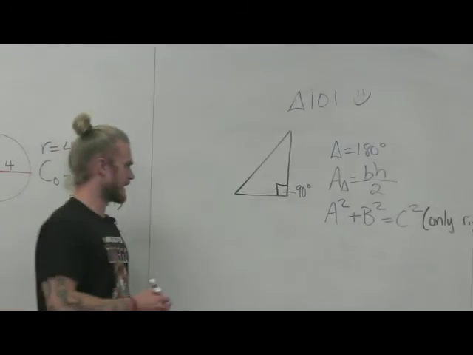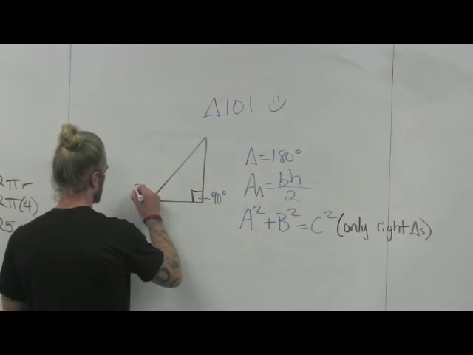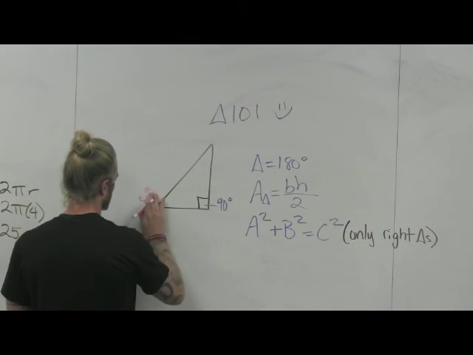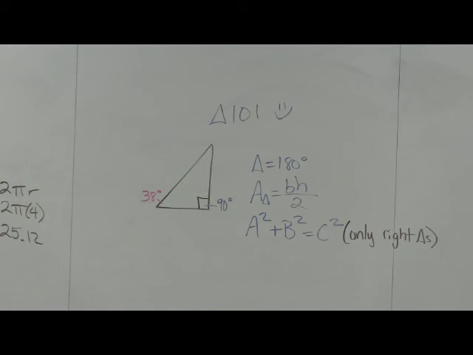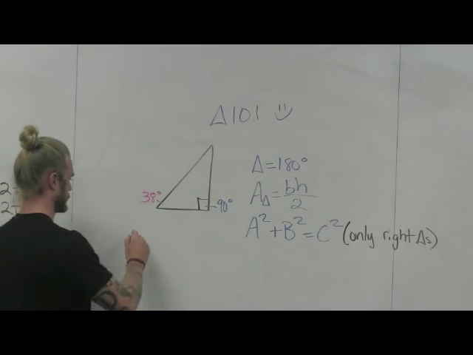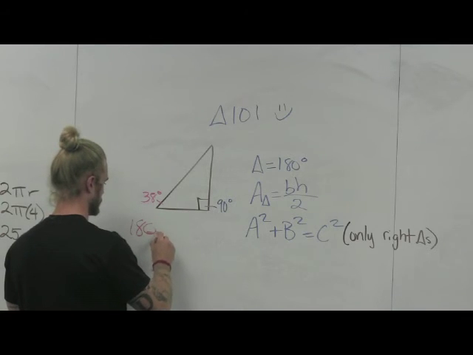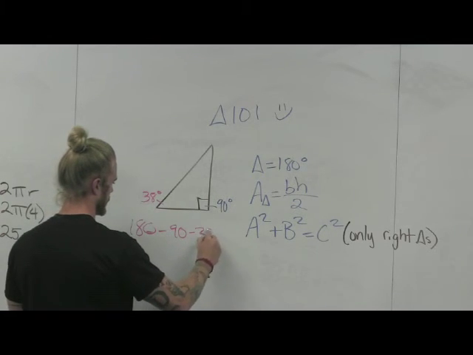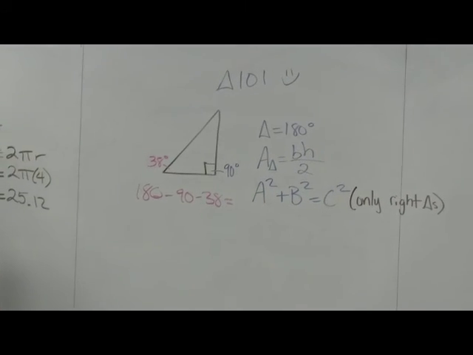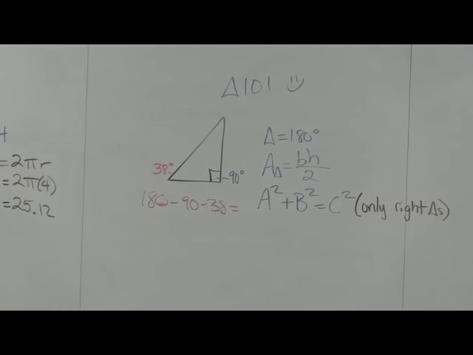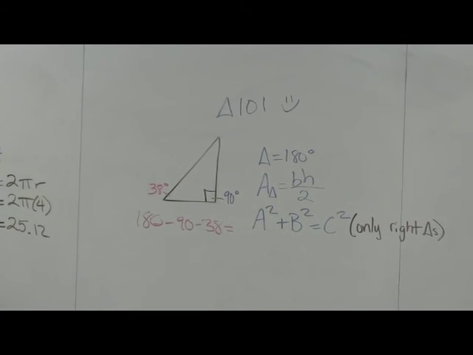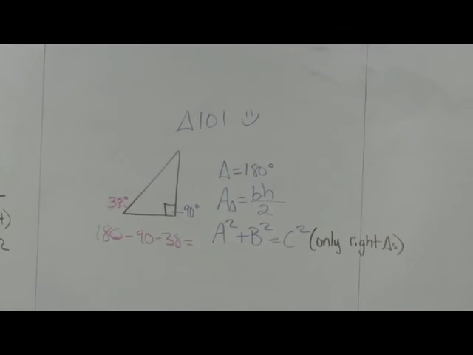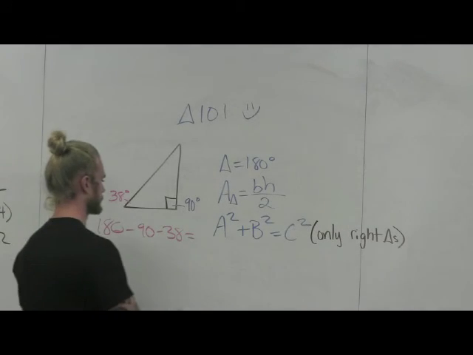All right, so if I were to say that this angle is 38 degrees, oh, that's a terrible 8. If I were to say that this angle is 38 degrees, how would I find out that third angle? 180 minus 90 minus 38. 52 degrees.